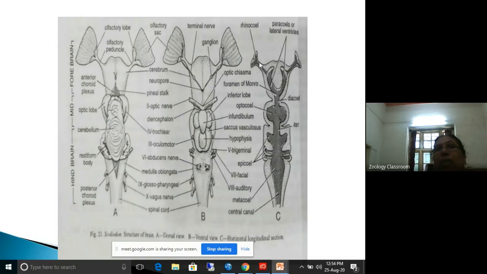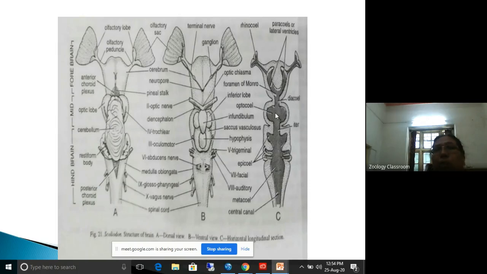So rhinocele is the cavity of the olfactory lobe. Lateral ventricles are the cavities of the cerebral hemispheres. Then these two lateral ventricles unite together, and it is called foramina monorum. Then the diencephalon's cavity is called diocele.